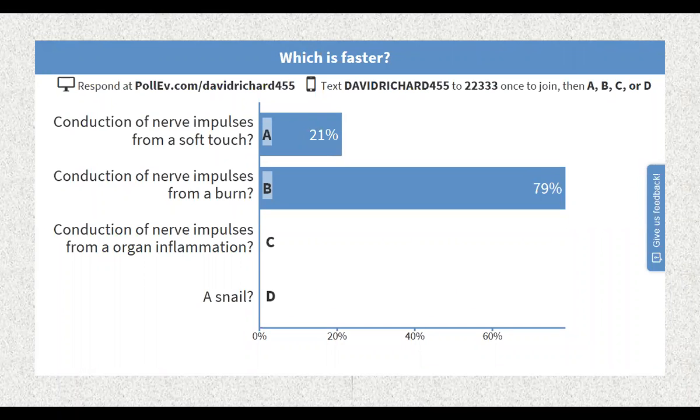But the very fastest transmission of sensation is actually just normal touch. This is why, for example, if you touch something like this desk, you feel it instantly. Whereas if you touch something that's painfully hot, there's just that fraction of a second that allows you to get that big blister on the end of your finger before you move it away. So the answer for this one is in fact A.